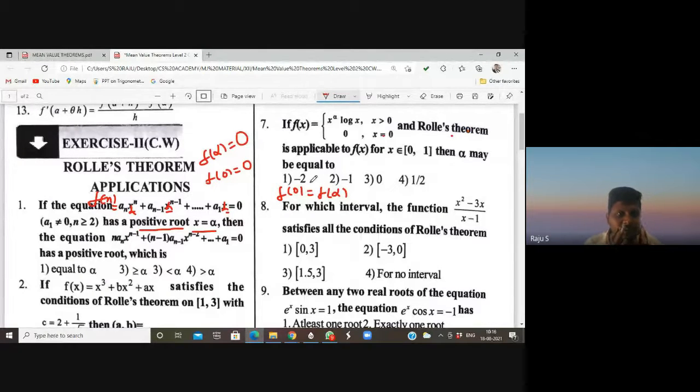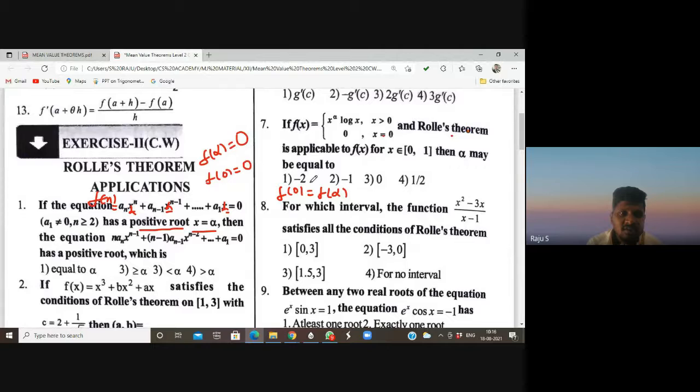See here in this question, the function is given, but the interval is not given: in which interval it is continuous, in which interval it is differentiable. So clearly the interval here is 0 to alpha. Alpha is a positive root, which means alpha is greater than 0. f(0) is 0, and f(alpha) is also 0 because alpha is a root, so f(0) = f(alpha).